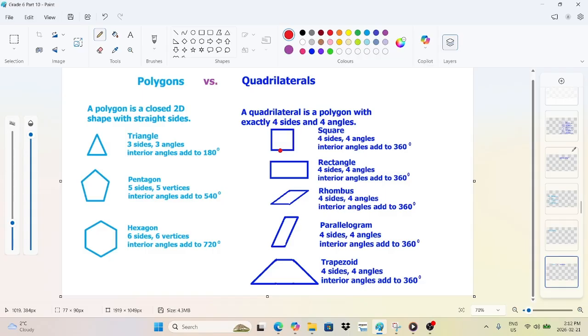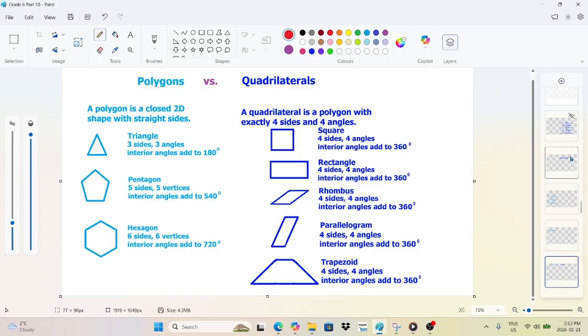A rectangle has the same properties: four sides, four angles, and the interior angles add to 360. Rhombus has the same. Parallelogram also has the same. Trapezoid also has the same. Four sides, four angles. Interior angles add to 360.